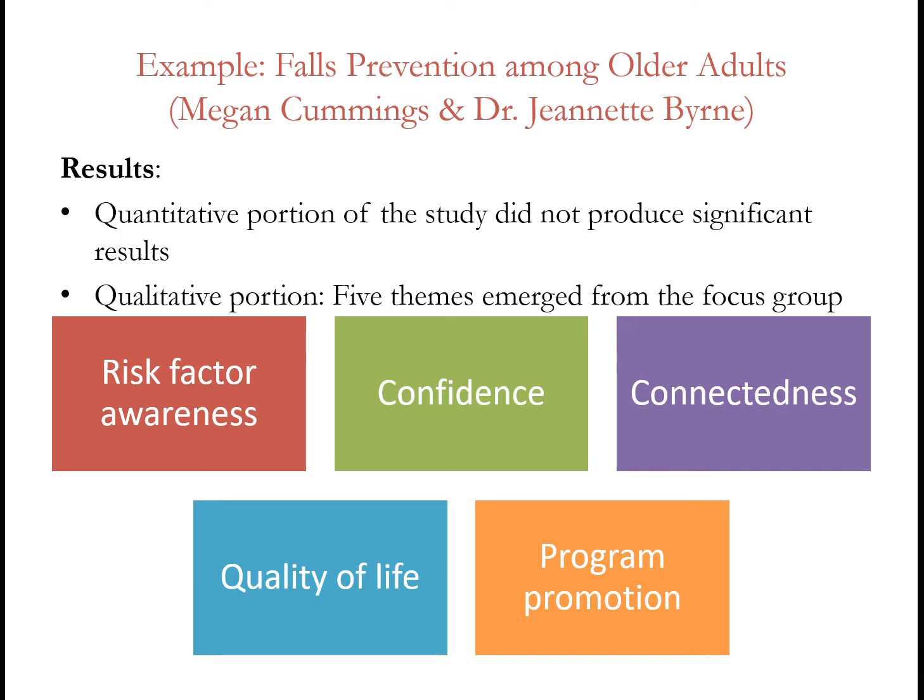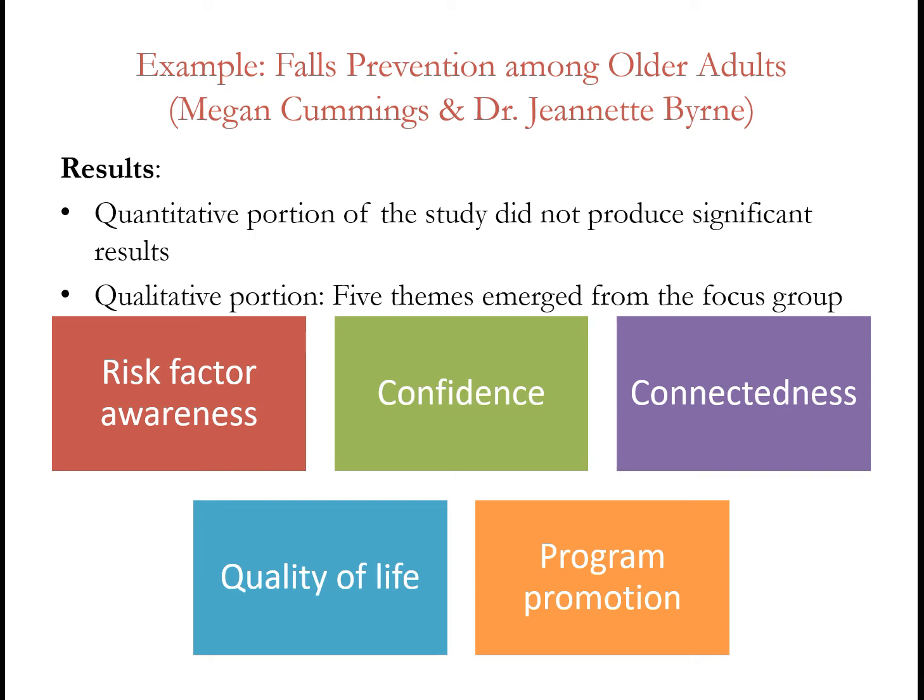So the quantitative portion of the study did not produce significant results. Why is this? Well, there could be lots of reasons. It could be that the older adults in the study were already fairly well balanced, so they weren't going to improve that much in that respect. Or it could be that the program wasn't long enough to produce effects. Those are a couple of reasons.